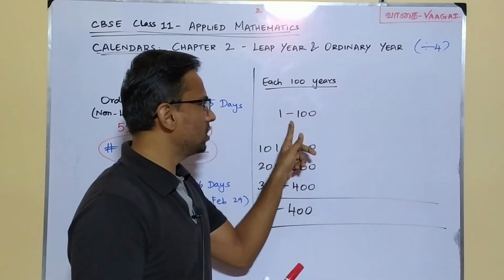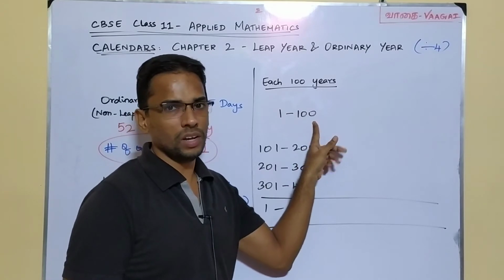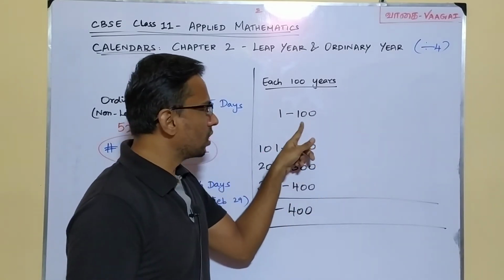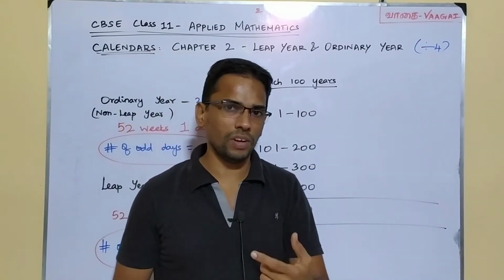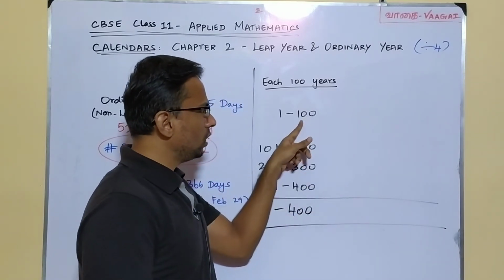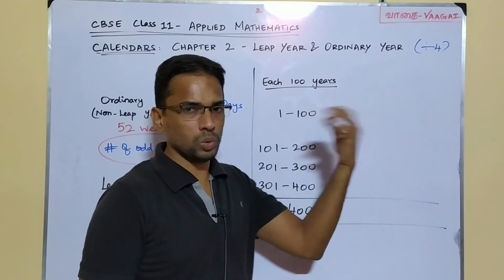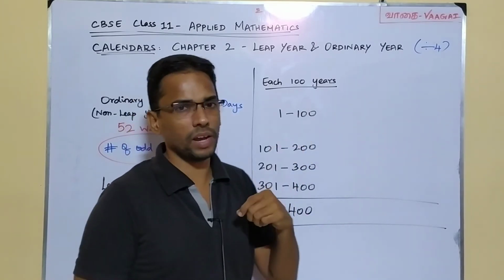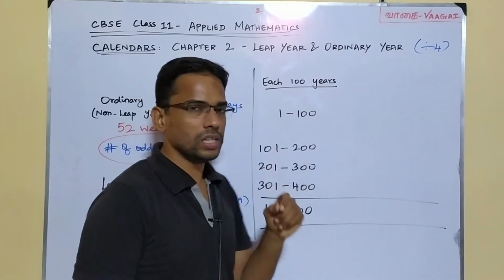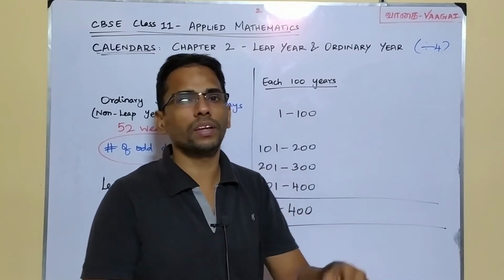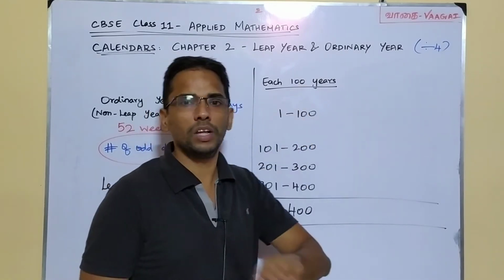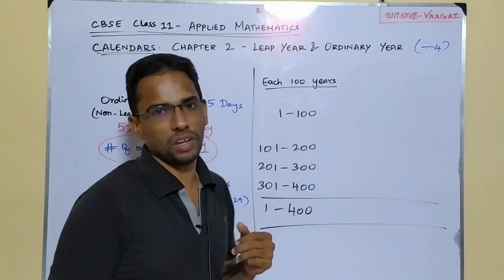Why? Because see, this 100 is a century year. Just now we discussed, right? If a given year is a century year, what are we supposed to do? We have to see only the first place, I mean, we have to eliminate the last 2 zeros, and see what is remaining there. So you have the number 1. Is 1 divisible by 4? No. In that case, this year number 100 is not a leap year. It is an ordinary year, right?